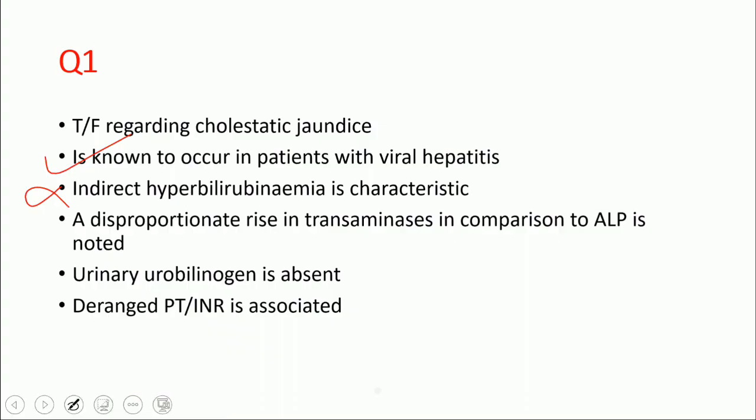So what you see is a disproportionate rise in the alkaline phosphatase and the gamma GT compared to the transaminases. Transaminases can go up a little bit, but what you see is a predominant rise in the alkaline phosphatase, gamma GT, or 5-nucleotidase.